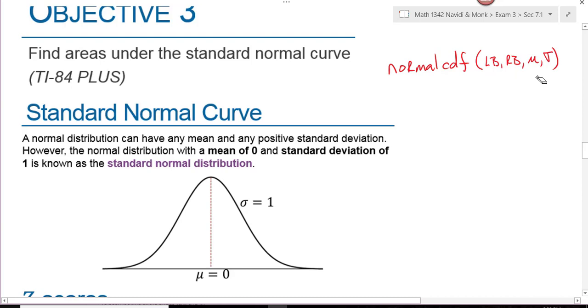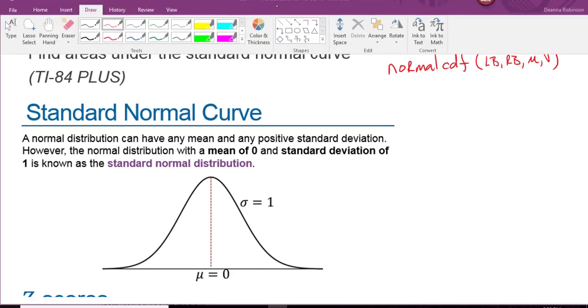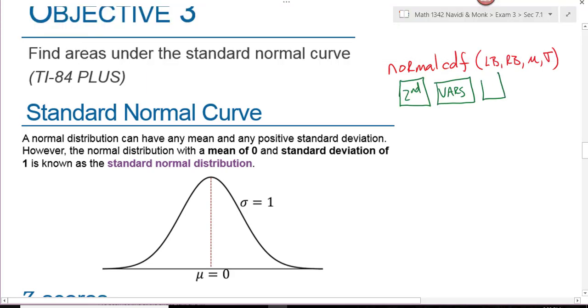Those of us with the newer operating system, when we hit second vars and then number 2 for the normal CDF, your home screen will prompt you and ask you what is your lower bound, what is your upper bound, what is your mean, and what is your standard deviation. So the newer operating system prompts you what numbers to put in. If you have the older operating system that doesn't do that, you've got to write down the order in which to put numbers in.